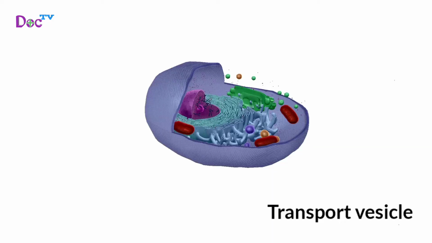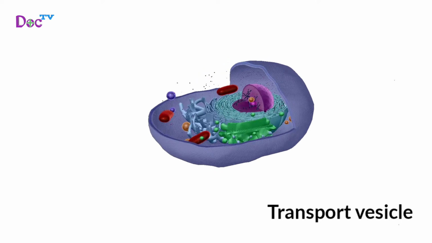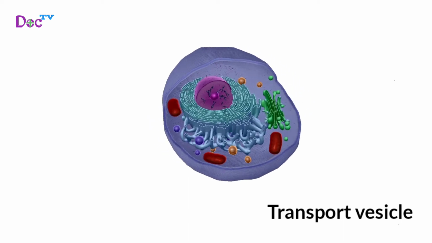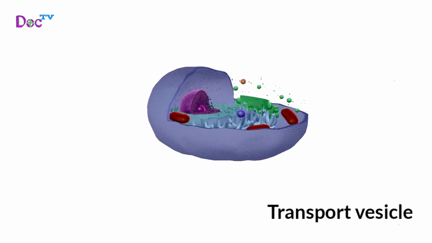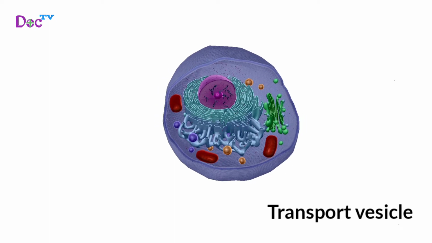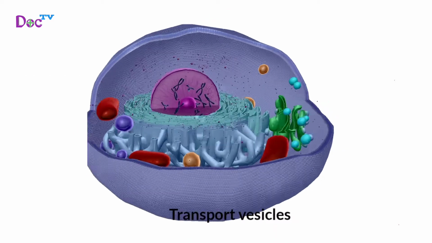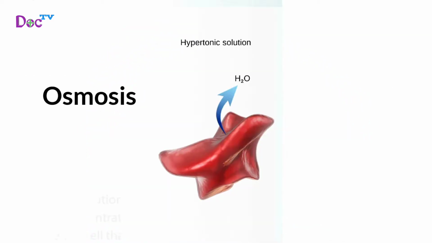Transport vesicles. Some substances are transported to and from the plasma membrane in membranous sacs called transport vesicles. This process expends energy, so it is a form of active transport.